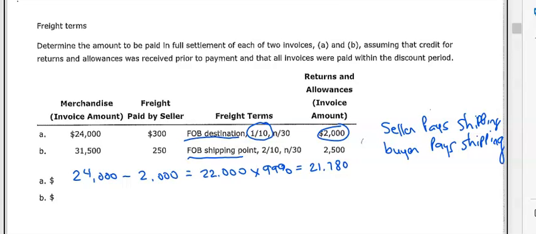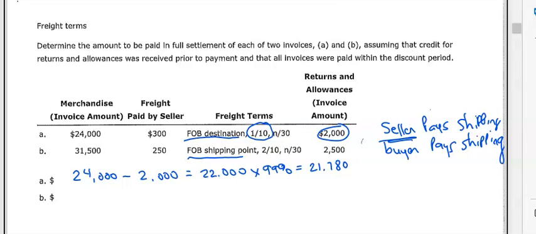Now the only other question is, do we need to add shipping to that? Well, we're the buyer. If it's FOB destination, does the buyer pay? No, the seller pays. So we're not going to add that. Now I know that this says freight paid by seller, but the seller might have paid it to UPS or FedEx, but they're not going to bill it to us. So we'll do nothing with that.